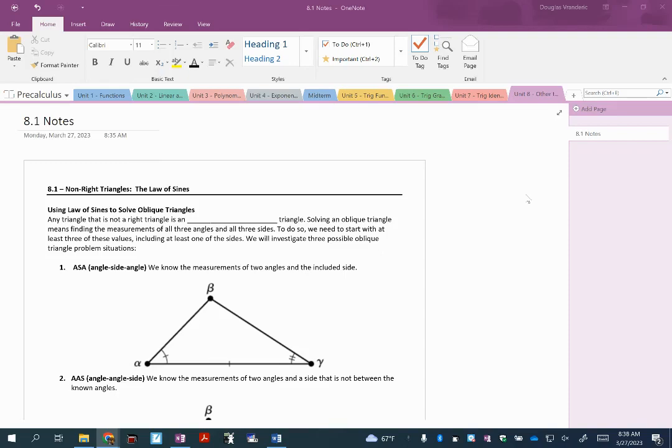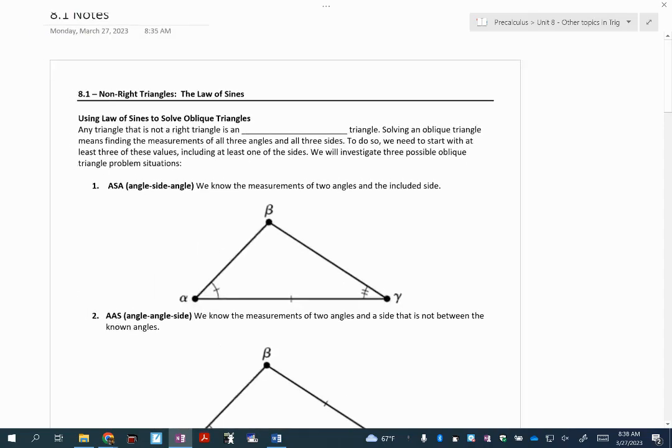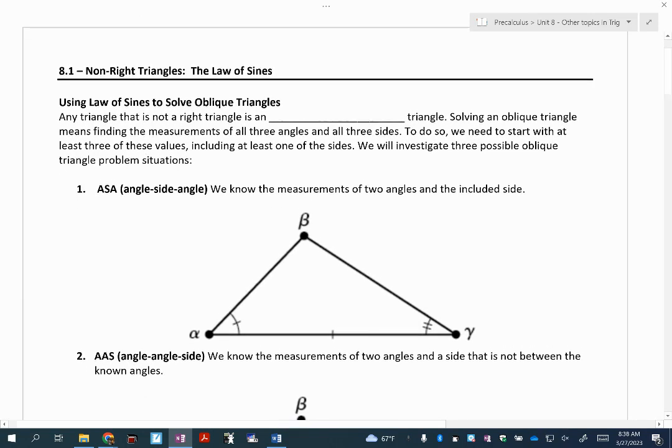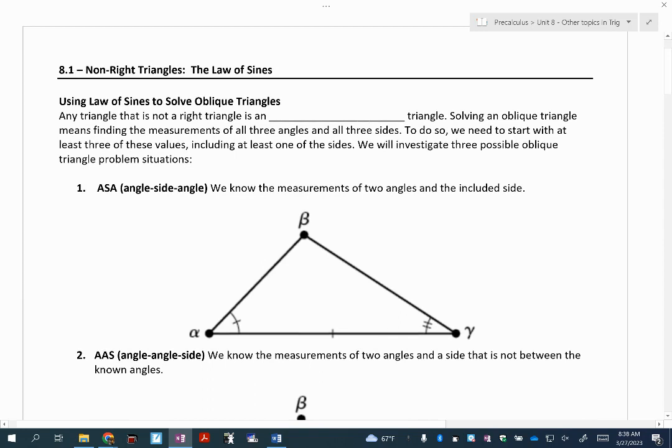Guys, we're going to get started here by looking at the law of sines. So this last unit is going to be looking at a few other topics in trigonometry that we have not touched on just yet. So we'll finish this up and then you'll be off to college. All right, so the law of sines.